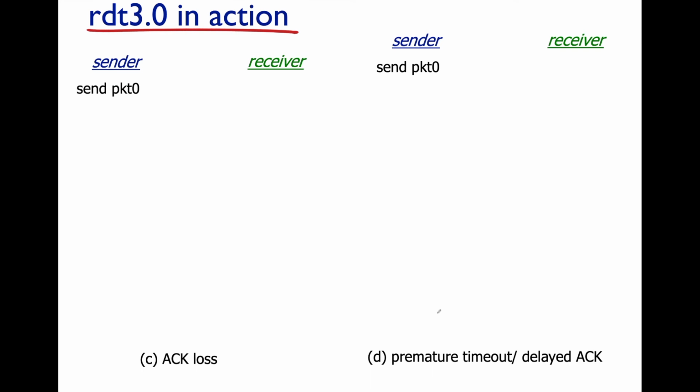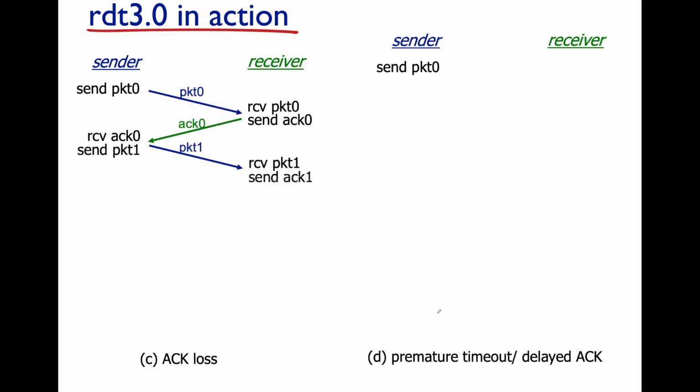So this is the loss of an ACK. Loss of an ACK can also occur. An ACK is just a packet, and you can get packet loss for the forward send message. You can also get packet loss for the ACK in the reverse direction. So you start out, and the sender sends packet 0. The receiver receives packet 0 and sends ACK 0. So there's that first round trip.